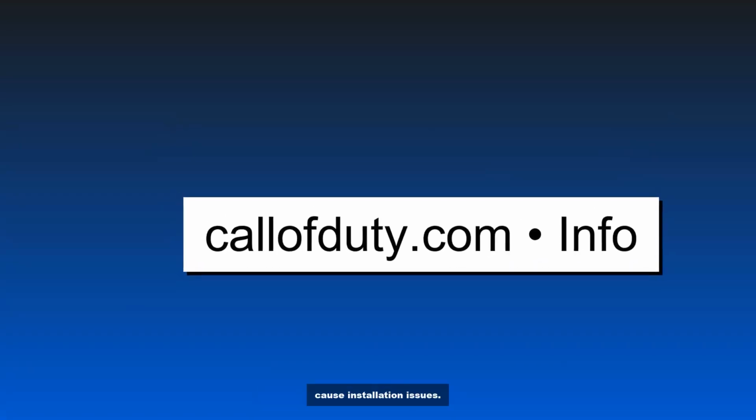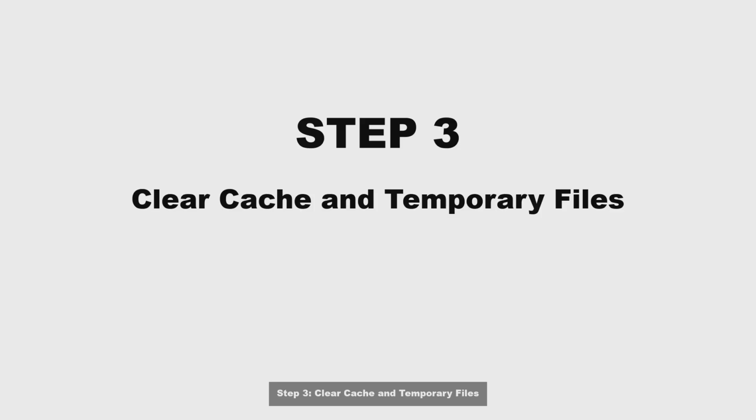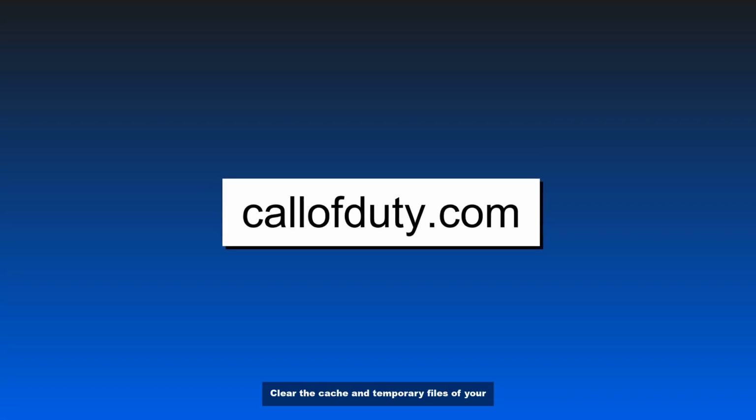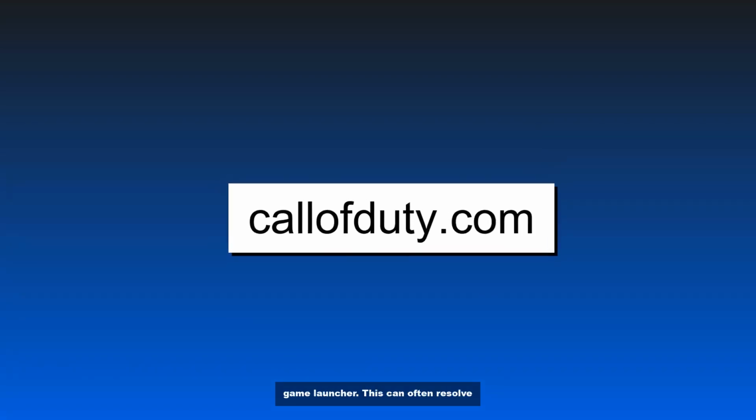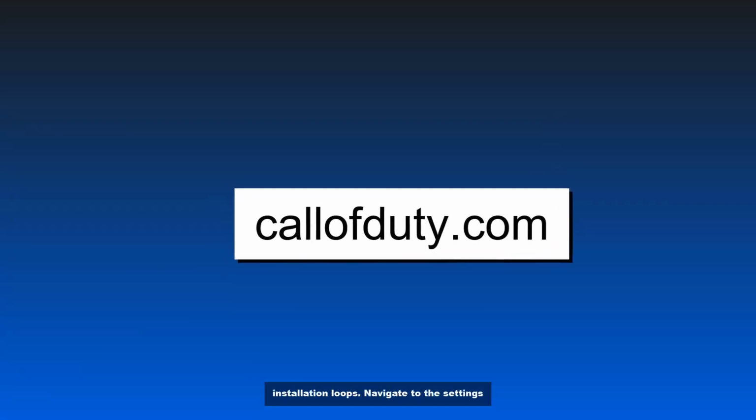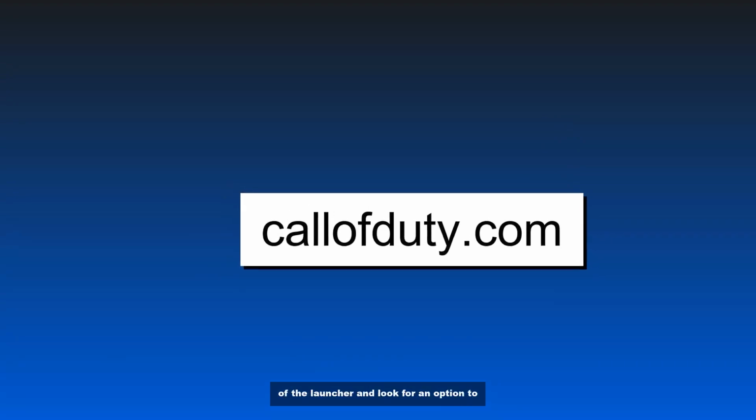Step 3. Clear cache and temporary files. Clear the cache and temporary files of your game launcher. This can often resolve installation loops. Navigate to the settings of the launcher and look for an option to clear cache or temporary files.